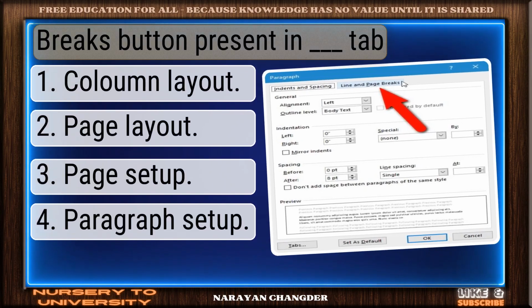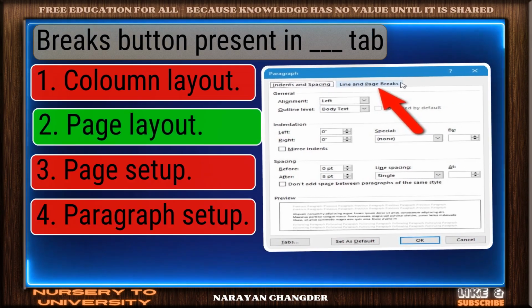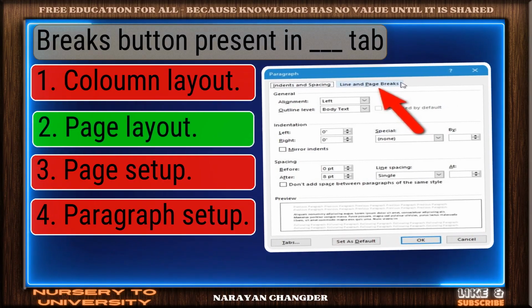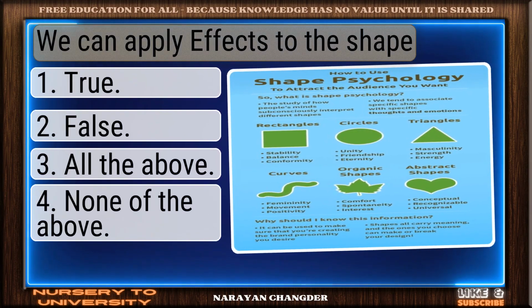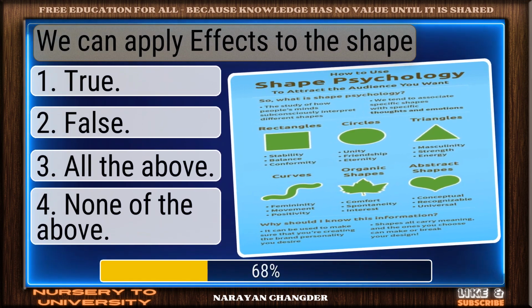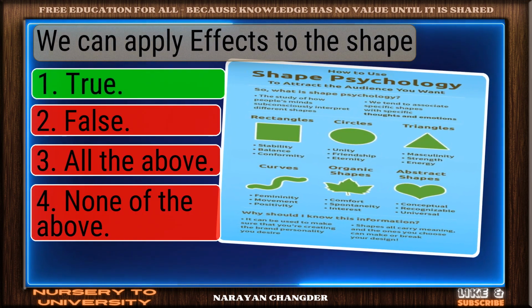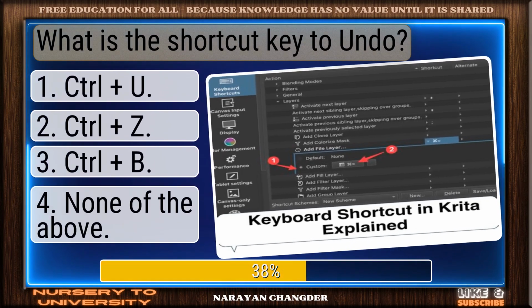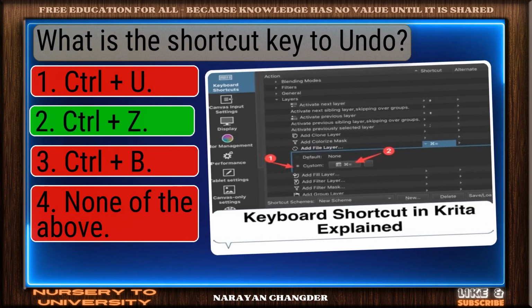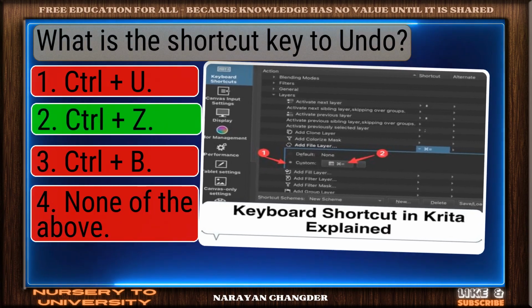Breaks button present in dash tab. Strong choice. Page layout is the right answer. We can apply effects to the shape. Excellent. True is a brilliant choice. What is the shortcut key to undo? Great thinking. Ctrl+Z is the right choice.